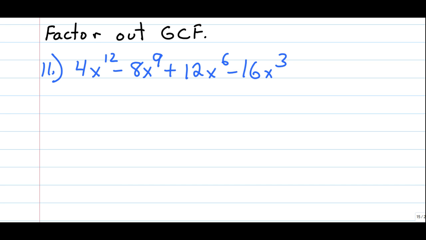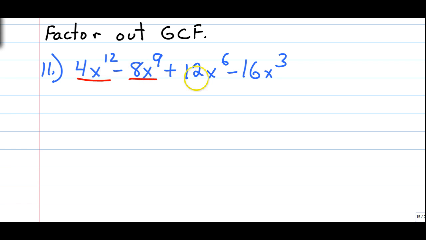So looking at this problem, 4x to the 12th power minus 8x to the 9th plus 12x to the 6th minus 16x to the 3rd. We'll first start with the constants, 4, 8, 12, and 16. Let's start with the smallest number and see if that smallest number will divide into each of the others individually. Because the largest number that will divide into 4 is 4. 4 will divide into 8 evenly. It will also divide into 12 evenly, and it will also divide into 16 evenly.